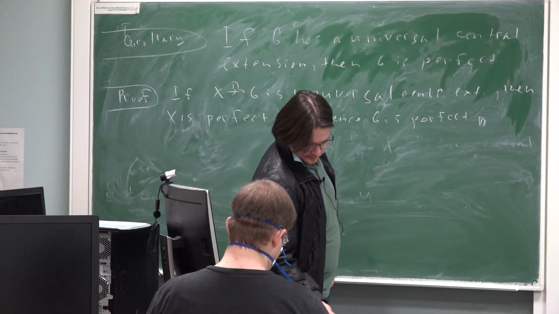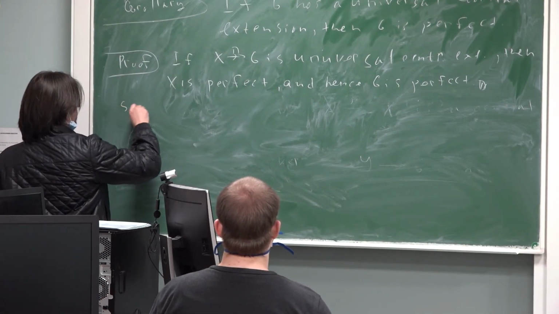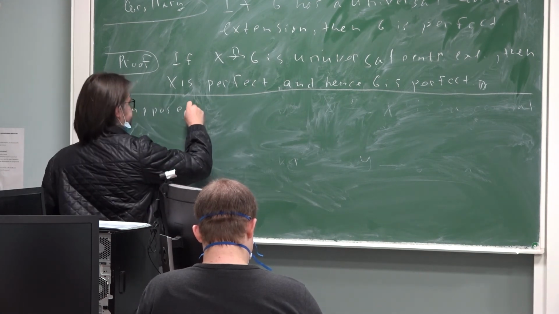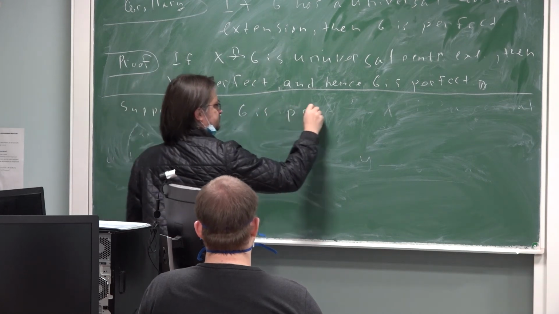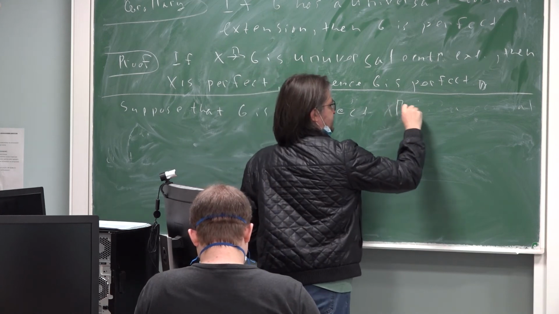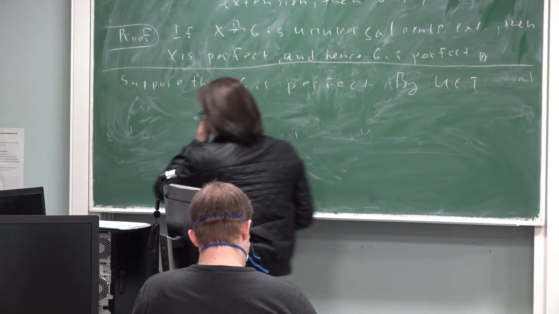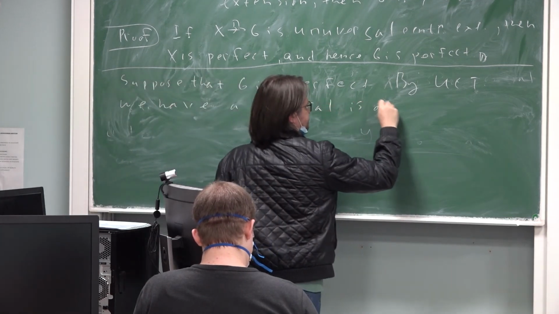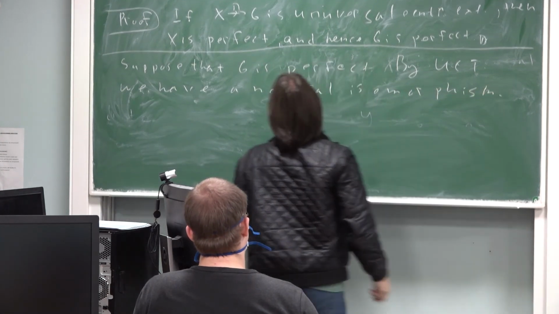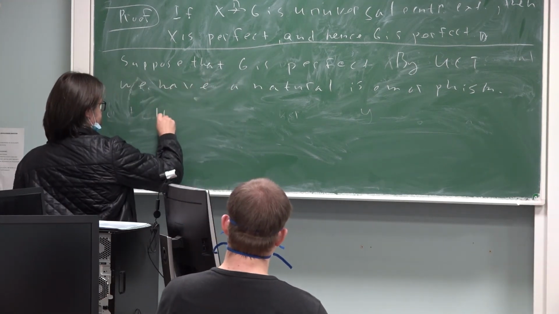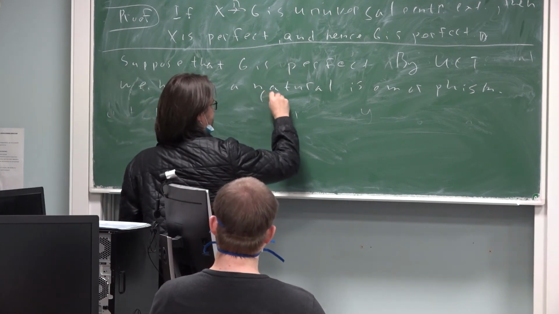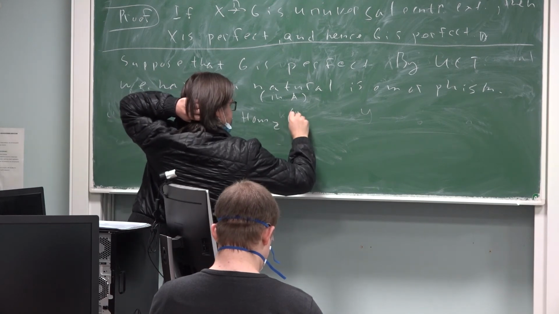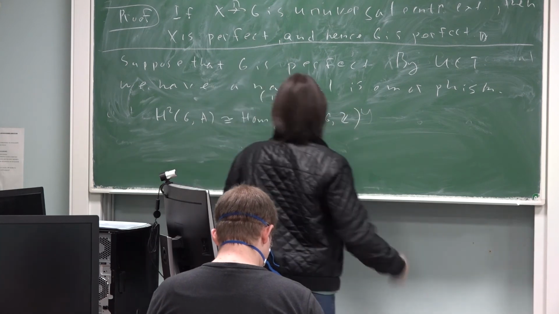So suppose now that G is perfect. We want to prove that in this case there exists a universal extension of G. By the universal coefficient theorem, we have a natural isomorphism: H2 of G with coefficients in A, natural in A, is isomorphic to Hom over Z of H2 of G with coefficients in Z to A.